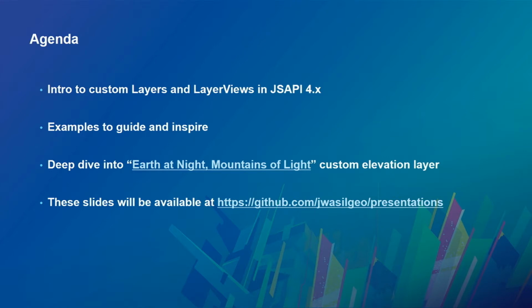So if you feel like I'm going too fast, don't worry about it. I just want to pack in a lot of information that you could look at later on your own time. I'll try to introduce you to the parts of the ArcGIS API for JavaScript, which I also call JS API, and what that means for you as developers if you want to make custom layers or layer views. I'll show you a few examples of custom layers that are out there, and then I'll do a deep dive into an app that I made called Earth at Night, Mountains of Light, that has a custom elevation layer.